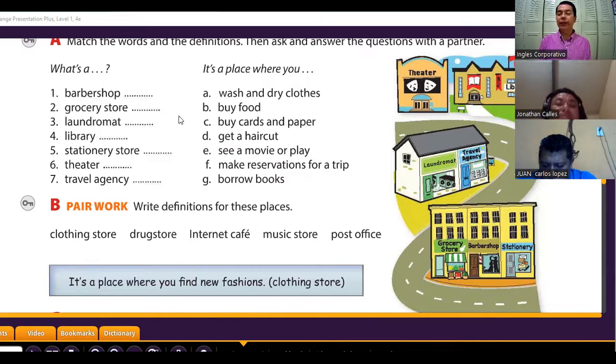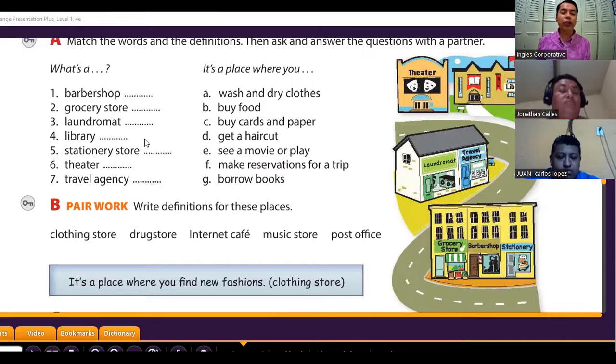Okay, so Abby, again, please, Lupita, make the question to Abigail. Abby, what's a library? It's a place where you borrow books. You borrow books, right? Okay. Remember, there is a difference between borrow and lend. Lend is dar prestado. And borrow is pedir prestado, right? Understand? Good. Thank you. Abby, please, let's make the question to Jonathan.